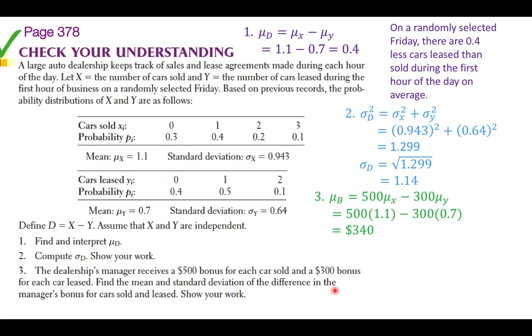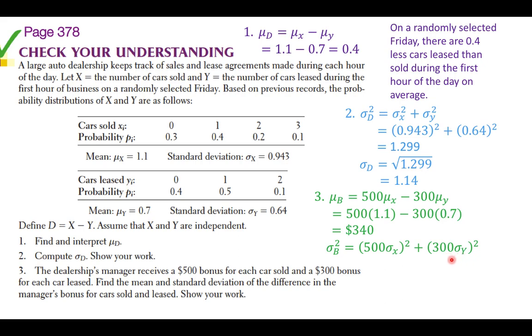To get the standard deviation, again, we have to find the variance first. We combine the variances together to get the standard deviation. So I labeled it the variance, so sigma squared sub b. Again, I'm using sub b for bonus. We need to multiply the original standard deviation times 500, and then we can square that so we can add the two variances together. The original standard deviation of the number of cars leased times 300, and then we can square that. So we're doing a transformation basically here.